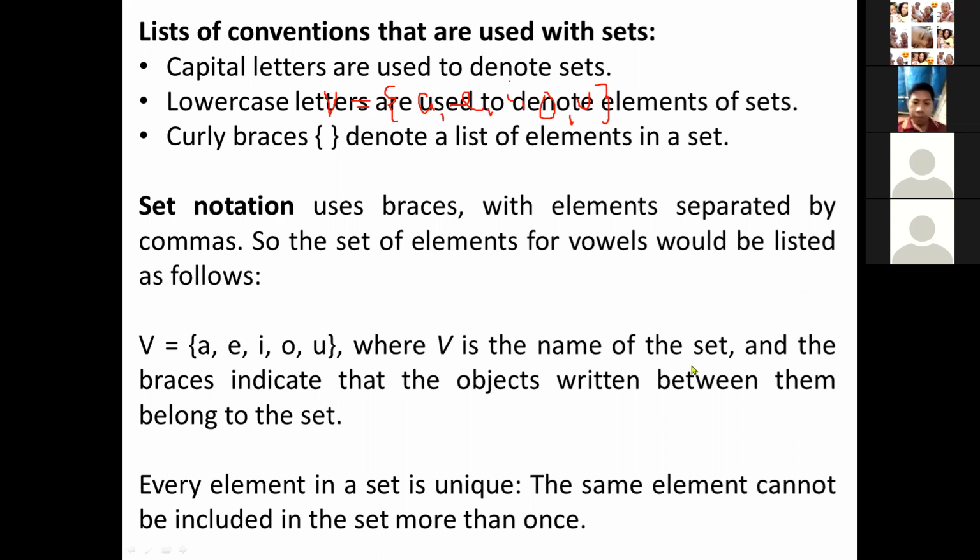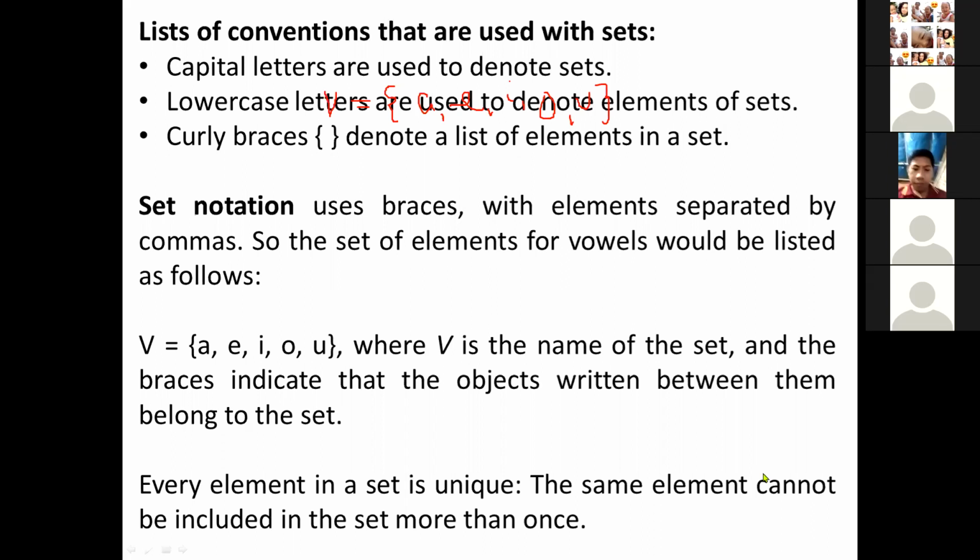Every element in a set is unique. The same element cannot be included in the set more than once. Ang ibig sabihin, hindi mo pwedeng isulat ng dalawang ulit ang isang element. Kahit na 10 pa ang A, isang beses mo lang isusulat ang A sa paglilista ng mga elements sa loob ng mga braces. Hindi mo pwedeng isulat ang A ng twice, hindi mo pwedeng isulat ang I ng thrice, and so on and so forth. Isang beses lang ang pagsusulat ng bawat element.